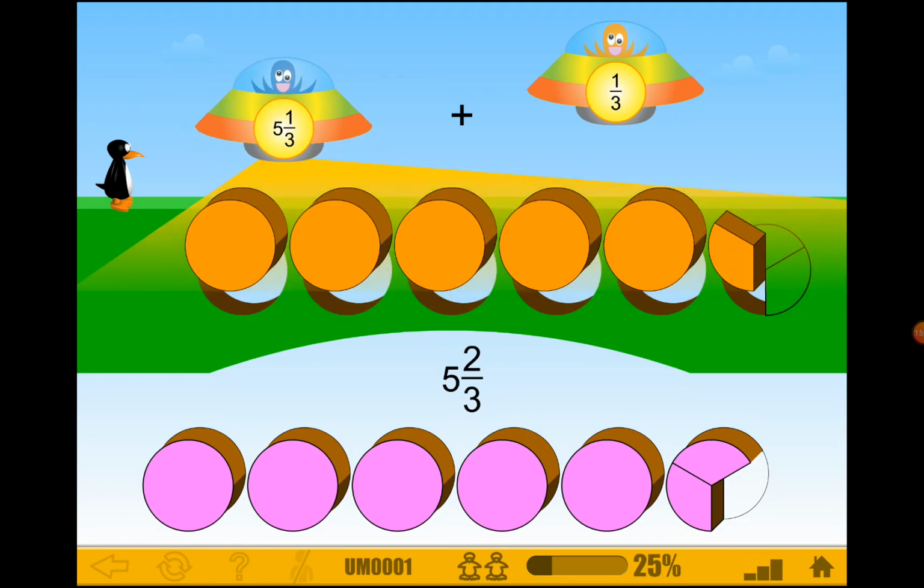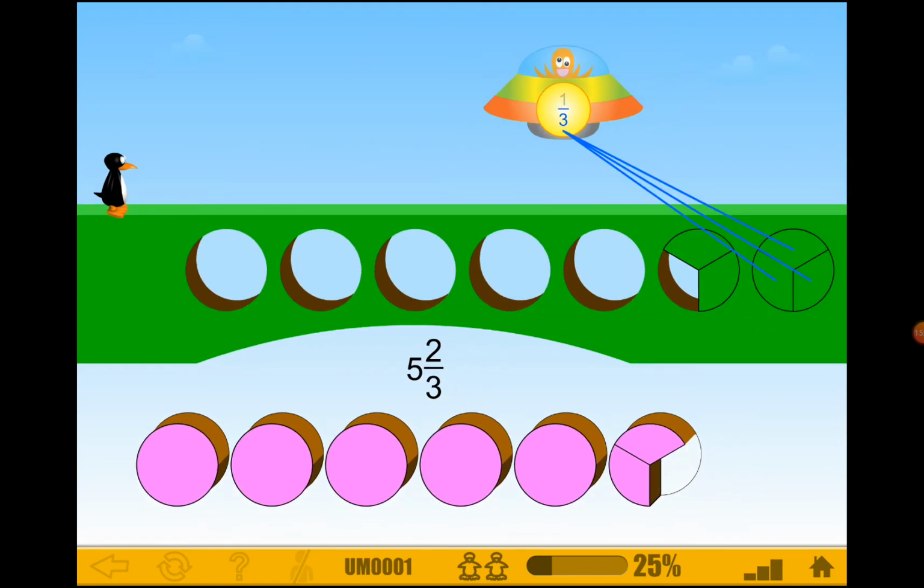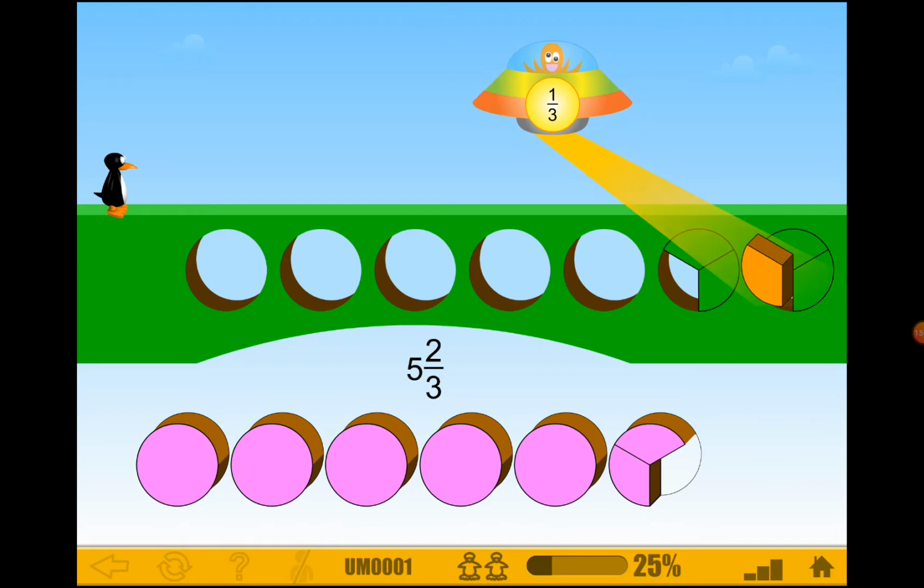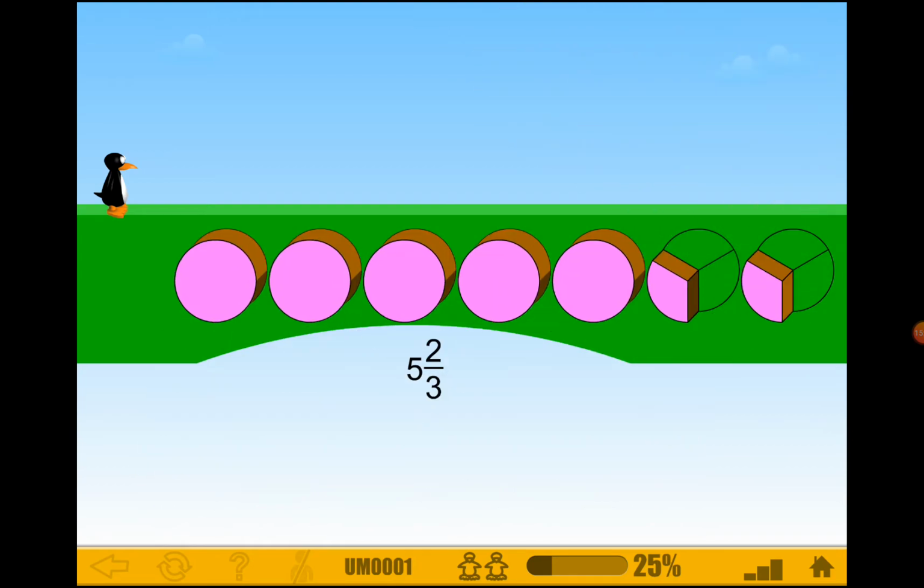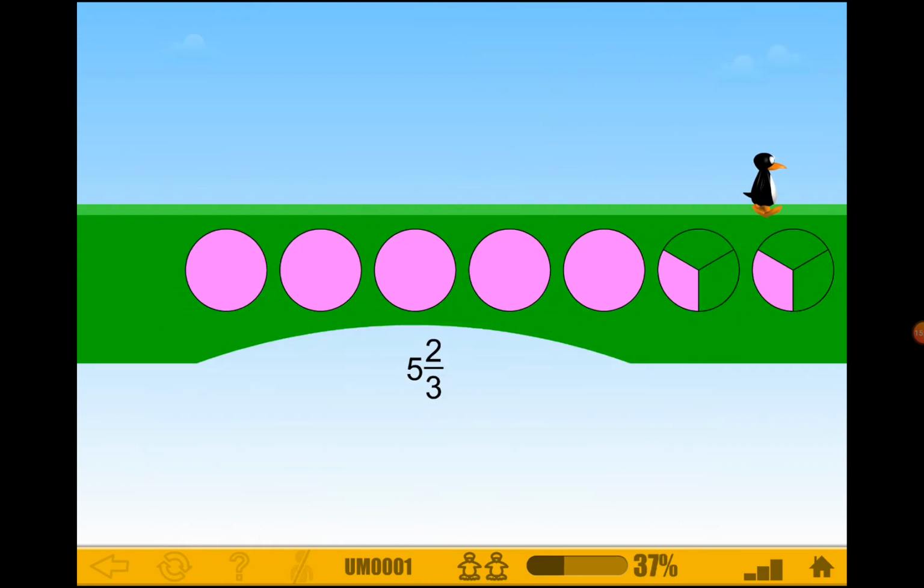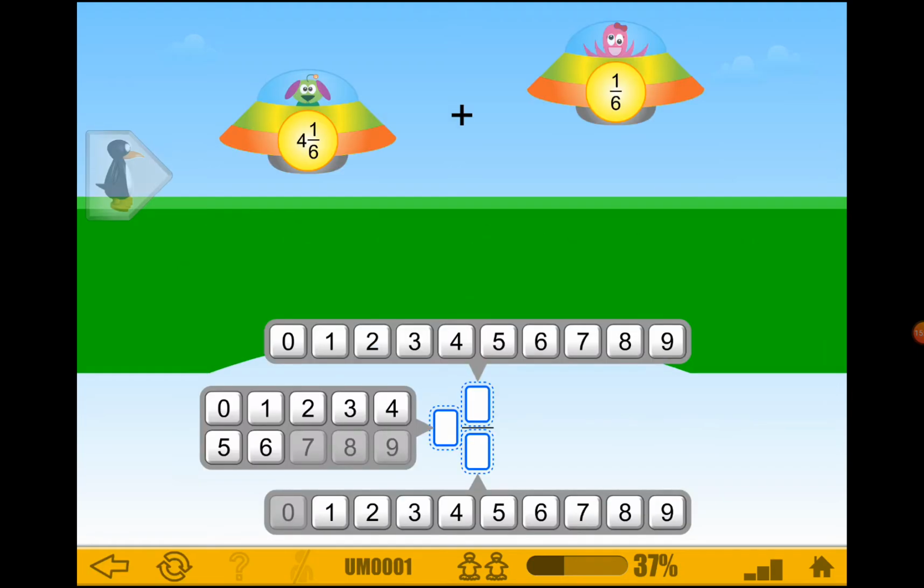Okay! So, now we're good here. Oh man, 1 over 3. Boom. Now, 5-2 over 3. Okay, now we have this. Okay. 5-2 over 6. Wait, I mean 4-2 over 6. 4-2 over 6, good.